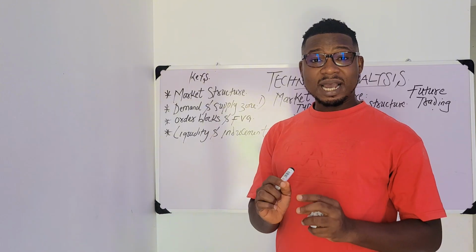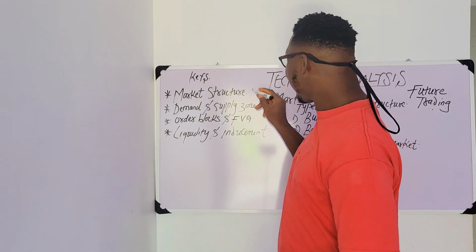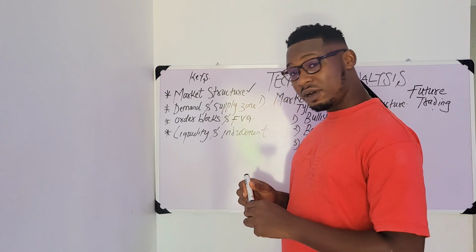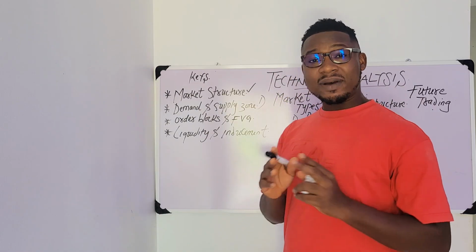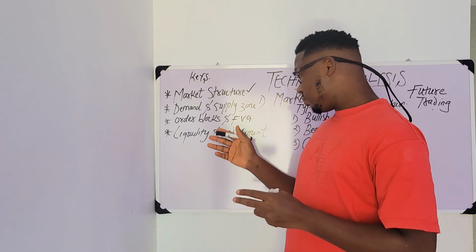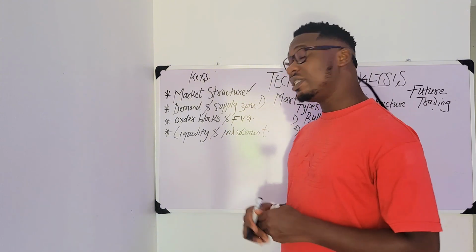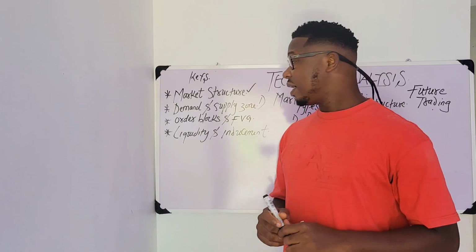For today's class, we cannot finish all of this. I just want to take you guys one after the other. So we'll be talking about market structure in today's class, and then in our next class we can go down to demand and supply, order block, fair value gap, liquidity and inducement, one after the other. So just stay with me and let's go.